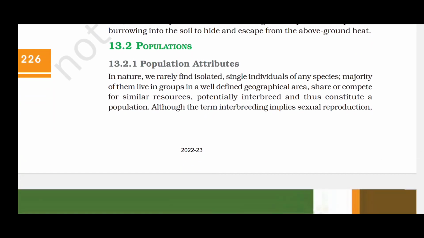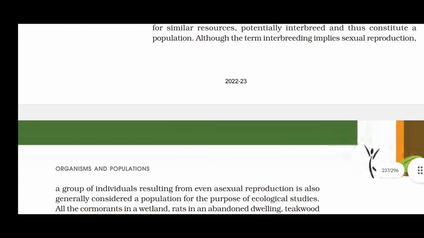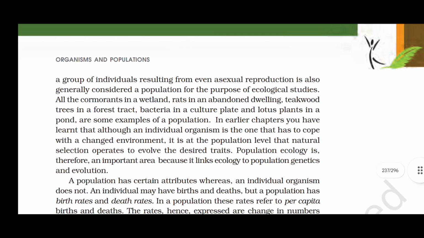Population. Population attributes. In nature, we rarely find isolated single individuals of any species. The majority of them live in groups in a well-defined geographical area, share or compete for similar resources, potentially interbreed, and thus constitute a population. Although the term interbreeding implies sexual reproduction, a group of individuals resulting from even asexual reproduction is also generally considered a population for the purpose of ecological studies.